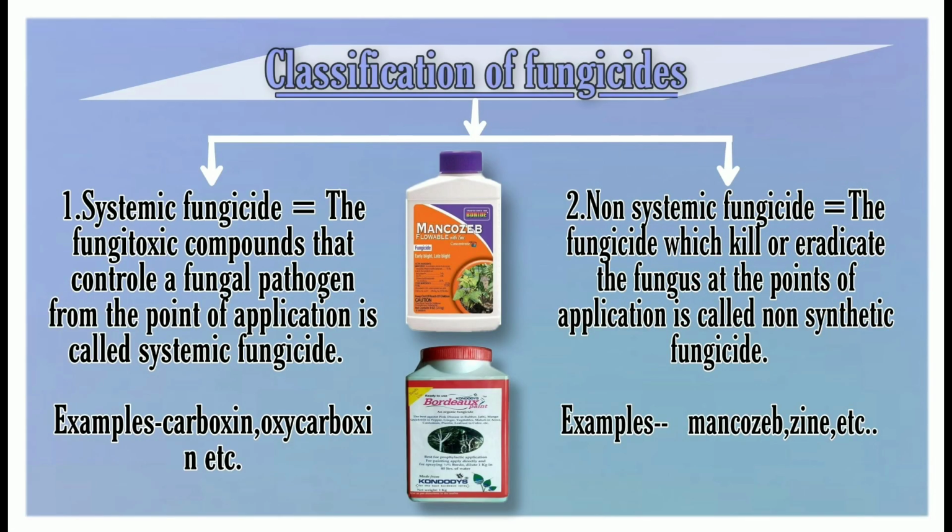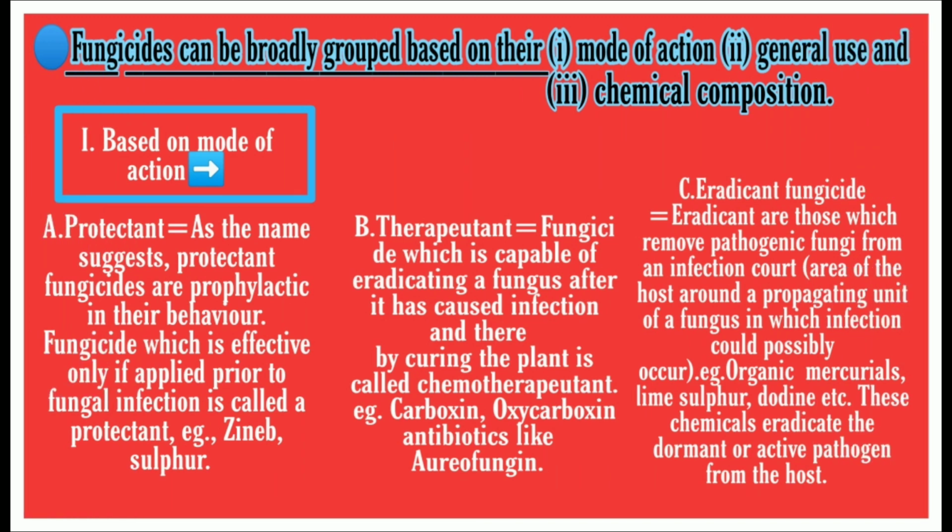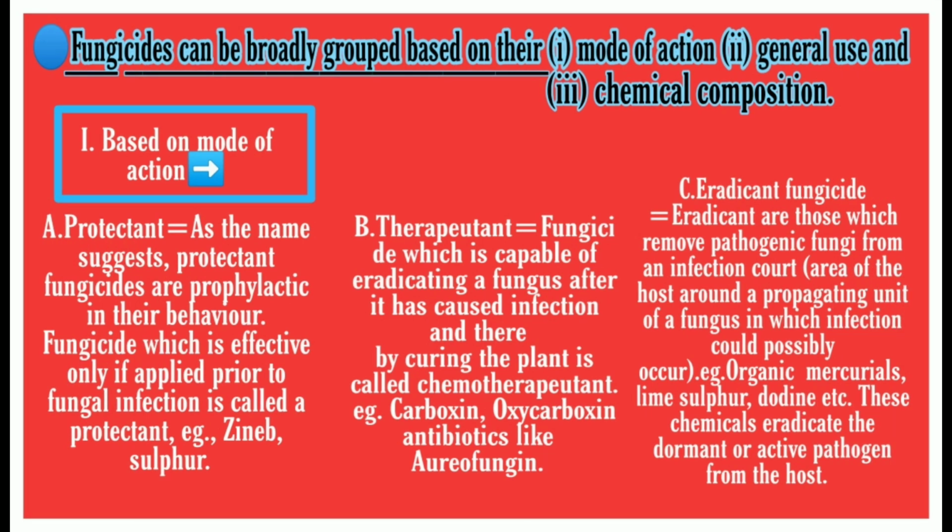Classification of fungicides. 1. Systemic fungicide: the fungitoxic compounds that control a fungal pathogen away from the point of application are called systemic fungicides. Examples: carboxin, oxycarboxin, etc. 2. Non-systemic fungicide: the fungicide which kills or eradicates the fungus at the point of application is called non-systemic fungicide. Examples: mancozeb, etc.